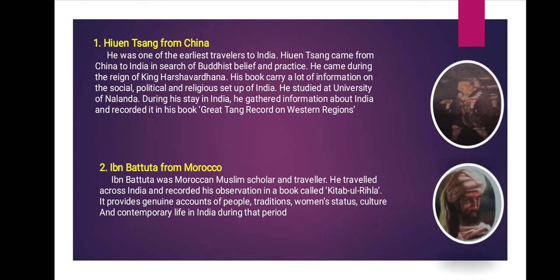Now, the next traveler is Ibn Battuta from Morocco. Ibn Battuta was a Moroccan Muslim scholar and traveler. He traveled across India, children. Nearly he completed all the portion of India and recorded his observations in a book called Kitab ul Rihla. Means all his studies he noted in that book. It provides genuine accounts of people, traditions, women's status, culture and contemporary life in India during that period. Contemporary means a person or thing living or existing at the same time as another.